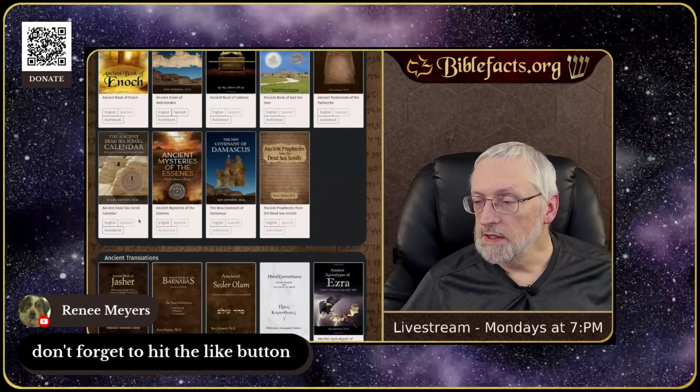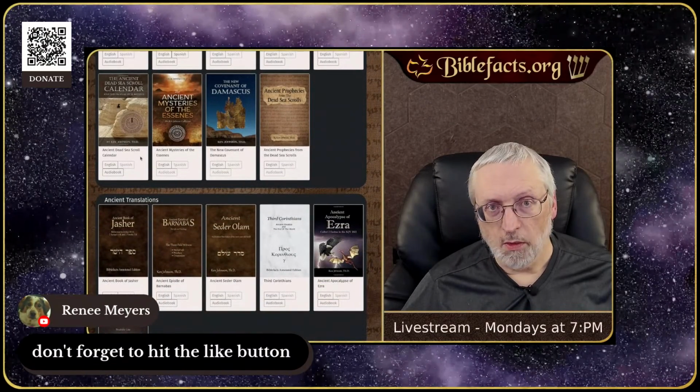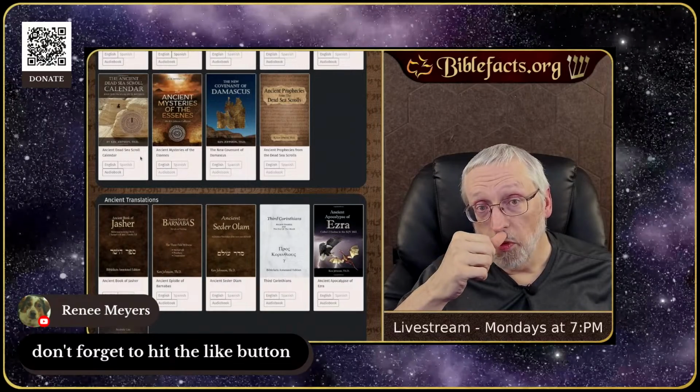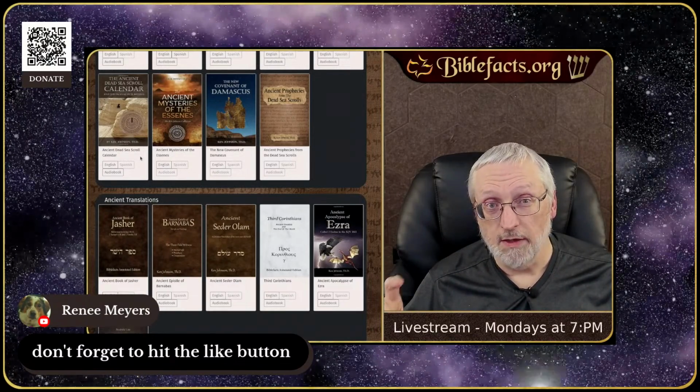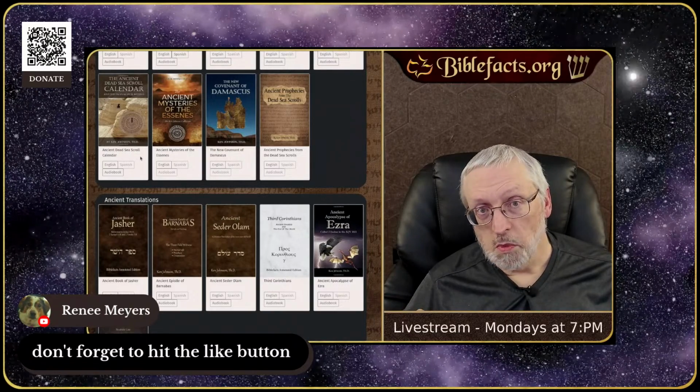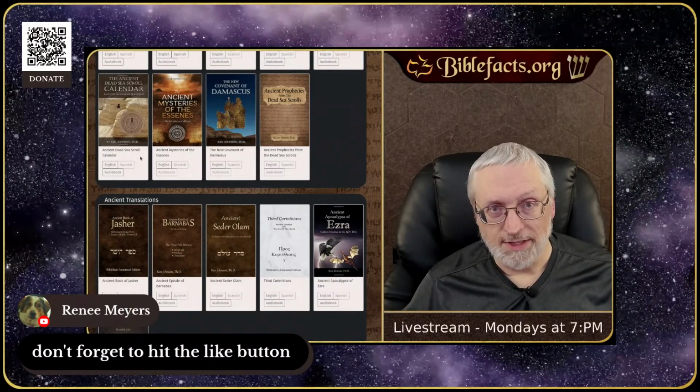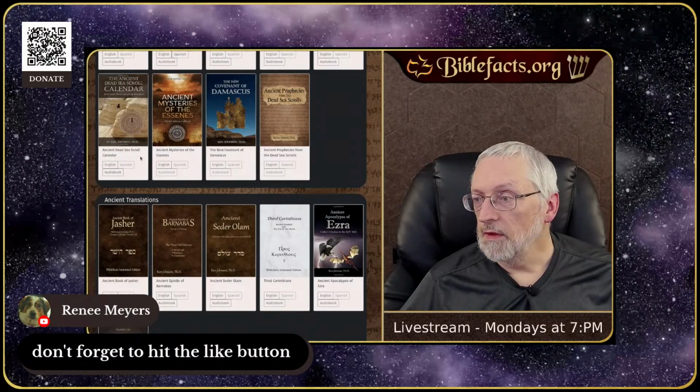We also did one on the Dead Sea Scroll calendar, showing you how it works and why that's important, because we can start putting time periods, not necessarily dates down to the day, but small regions of time where things have to happen in, those kind of things.